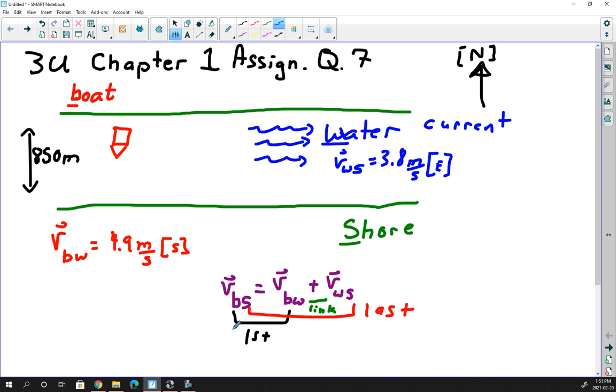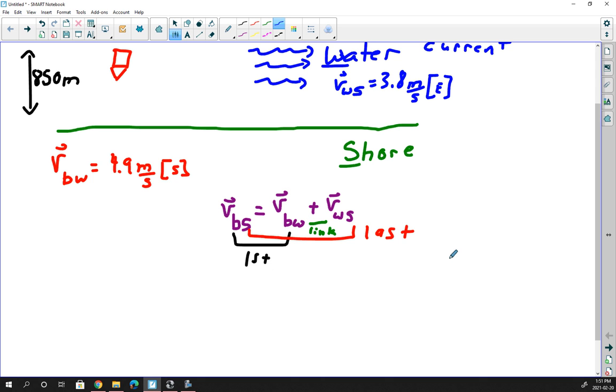Remember the rule I told you? B is first, so B has to be first here. S, shore, was last, so it has to be the last one. And then you have to find some other reference frame that links them. So even if you get confused in a question, if you remember this, you'll end up getting the right answer, even though in your gut, I think you understand that the velocity of the boat with respect to shore is going to equal the fact that the boat is moving in the water while the water is moving.